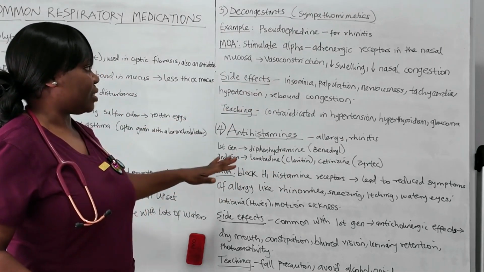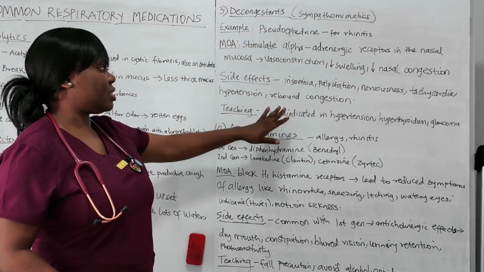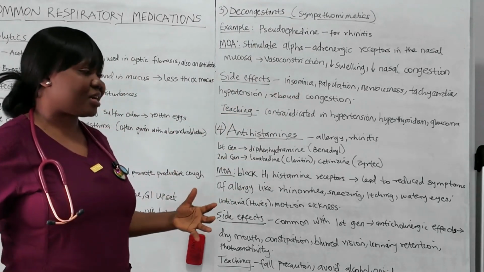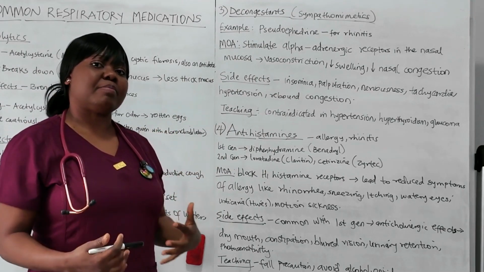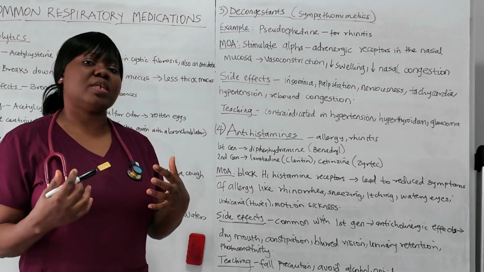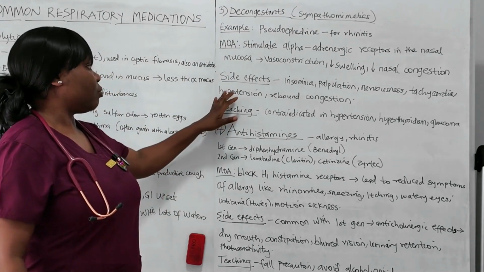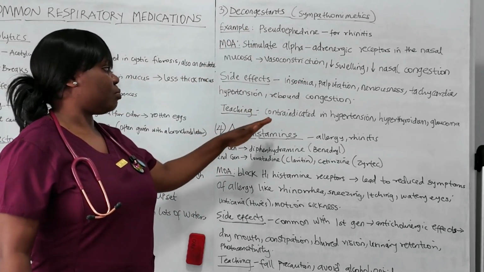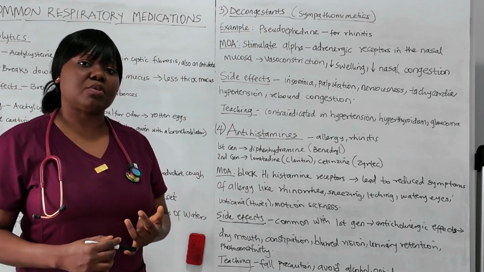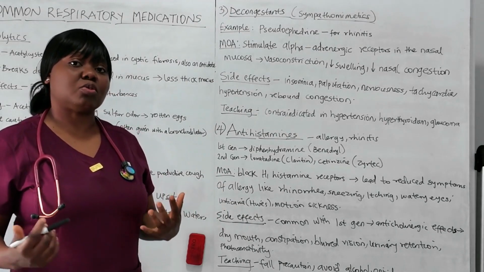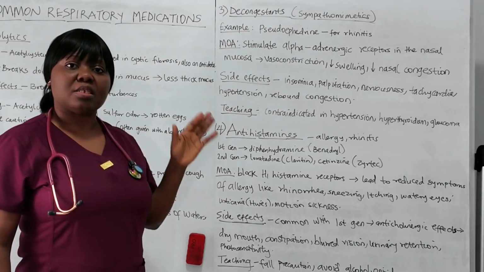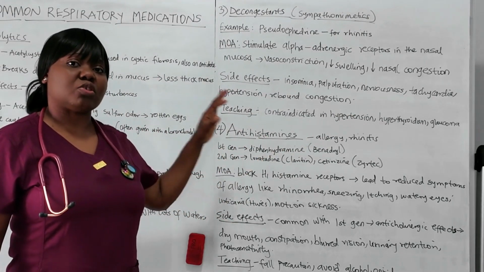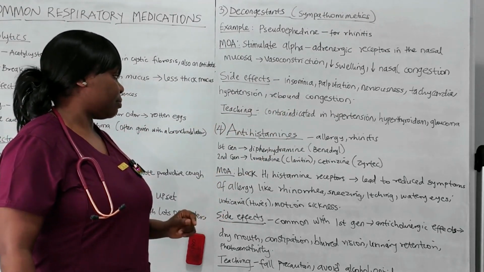Now, the side effects you should know are that decongestants can cause insomnia, palpitations, nervousness, tachycardia, even hypertension, and rebound congestion, especially when the patient stops using it. Because of these side effects, when you are teaching a patient that is on a decongestant, you should mention to them that if they have conditions like hypertension, especially uncontrolled hypertension, they are not encouraged to take decongestants. Even hyperthyroidism, glaucoma, because of that constriction effect, it can worsen their condition.